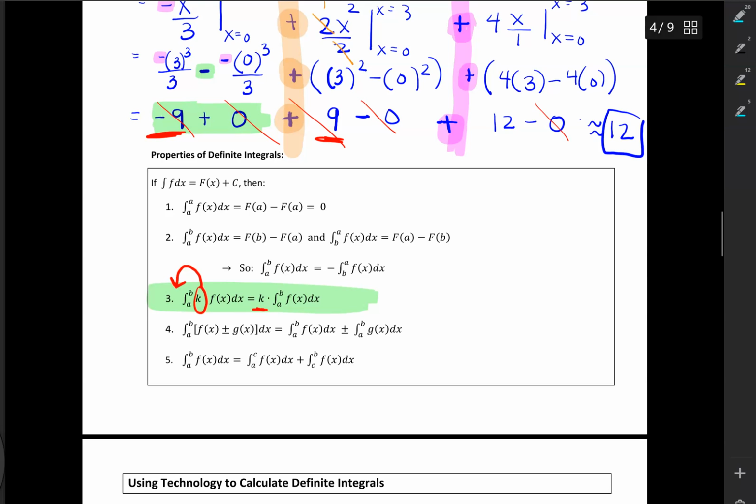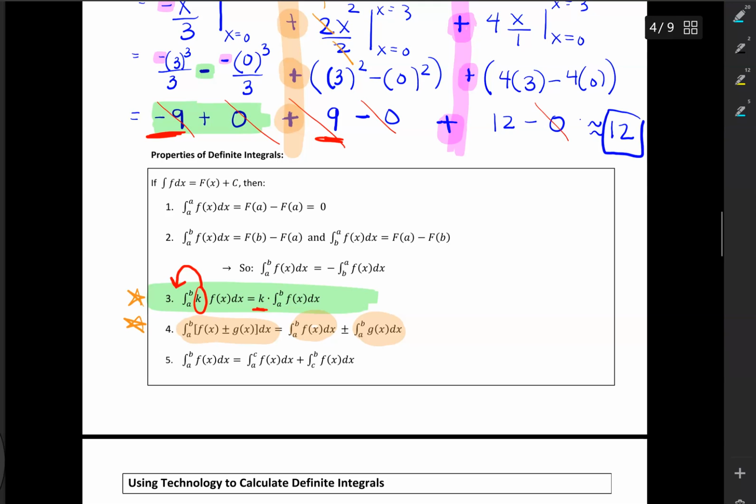It's also saying if you have two terms or three terms being added, you can split it up into separate integrals. We just did that. So those are the two we need for today. These other ones I'll sprinkle in as we need them, so don't panic too much.